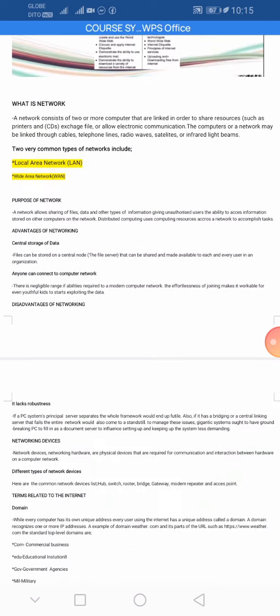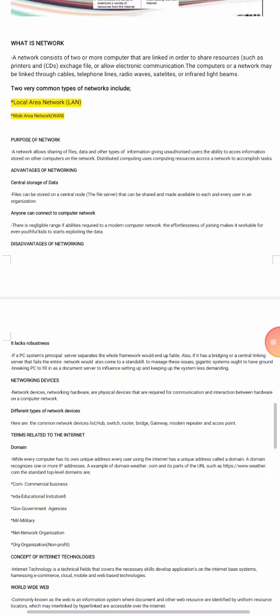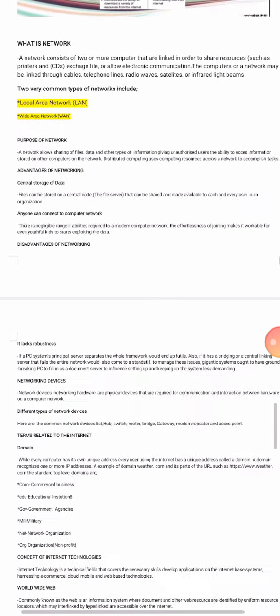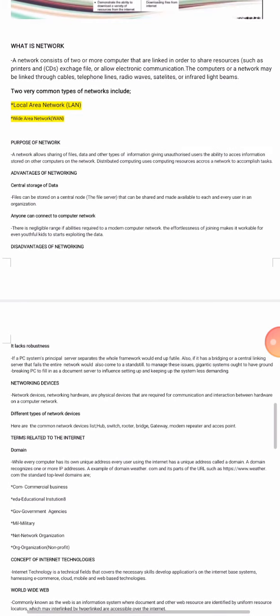Disadvantages of networking. It lacks robustness. If the main server breaks down, the whole system would end up unusable. Also, if a bridging central linking server fails, the entire network would come to a standstill. To manage these issues, huge systems have a powerful PC to serve as the file server to make setting up and maintaining the system easier.